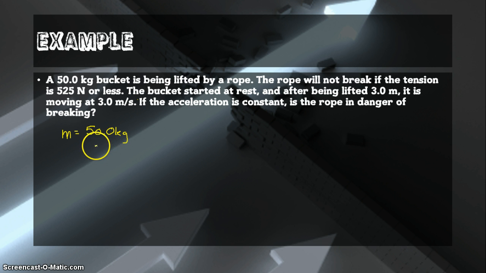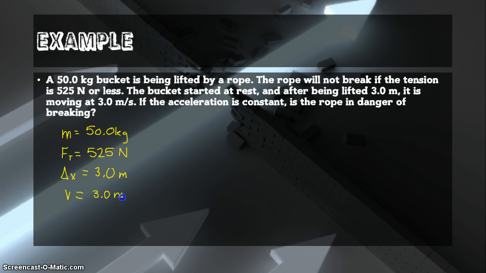We know the tension in the rope, or the force due to tension, can't be greater than 525 newtons. The bucket started at rest. It was lifted 3 meters. That 3 meters is our displacement, how far it moved. So we'll put our displacement as 3.0 meters. It is moving at 3.0 meters per second in the same direction as its displacement.